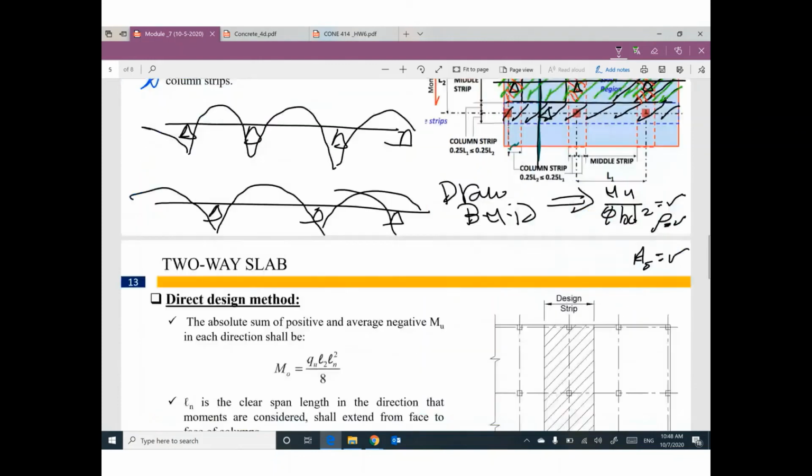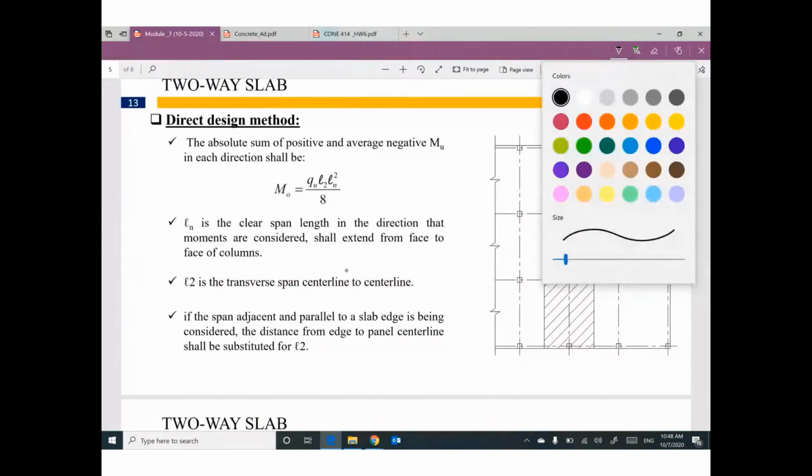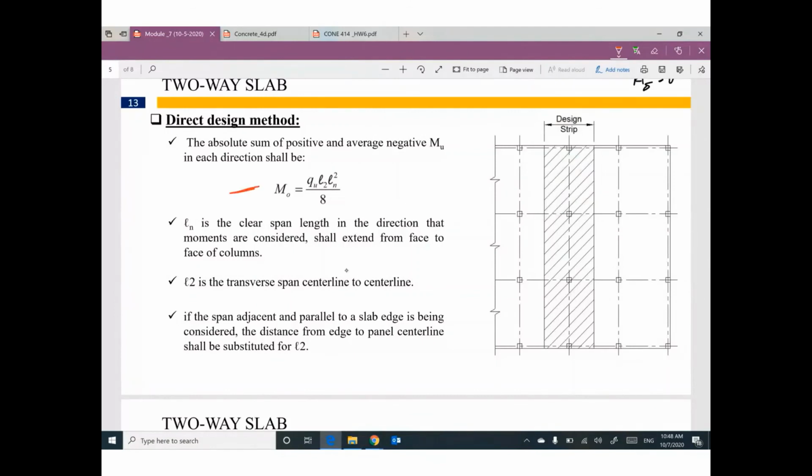So how can I figure out the moment? I will go through it quickly. First step, we need to figure out this value, the total moment, M naught, which equals Q ultimate... I'm talking about a method called the direct design method. It's very simple, the simplest method in ACI. So Q ultimate is 1.2 dead load plus 1.6 live load, which I call W ultimate. In ACI, they call it Q ultimate. Anyway, not a big deal.